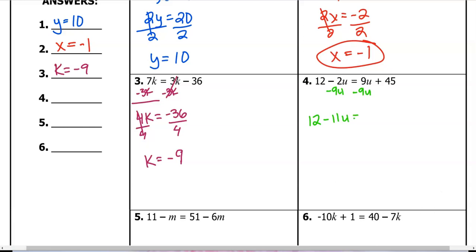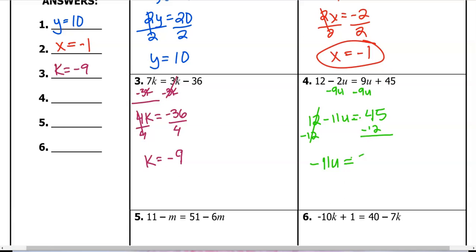45. Equals 45. Yep, and then subtract your 12. So when you subtract your 12, what's left on that side? Okay, yeah. On the left-hand side, that negative is still with the 11, right? That didn't go away. That is still there. So we still have negative 11u on this side. And we are equal, what's 45 minus 12?